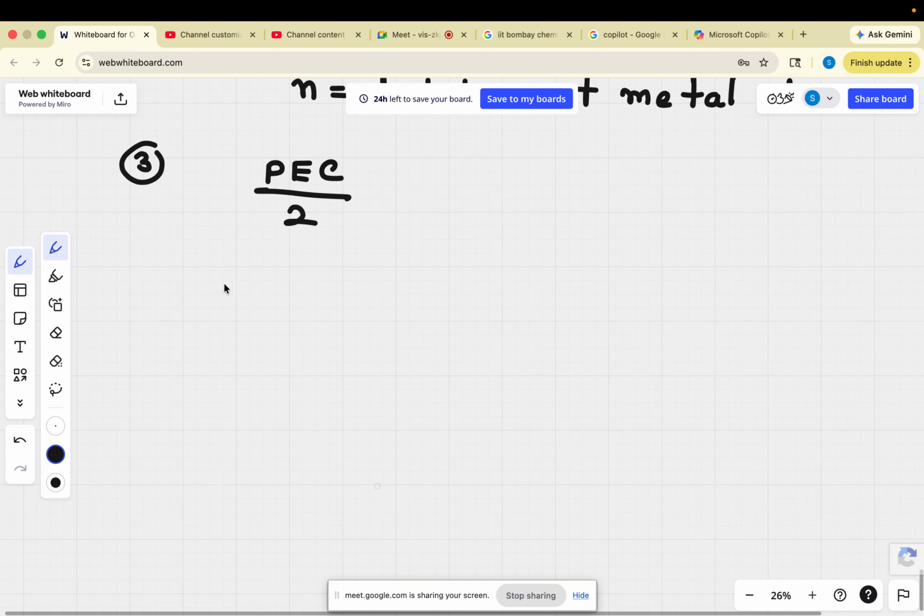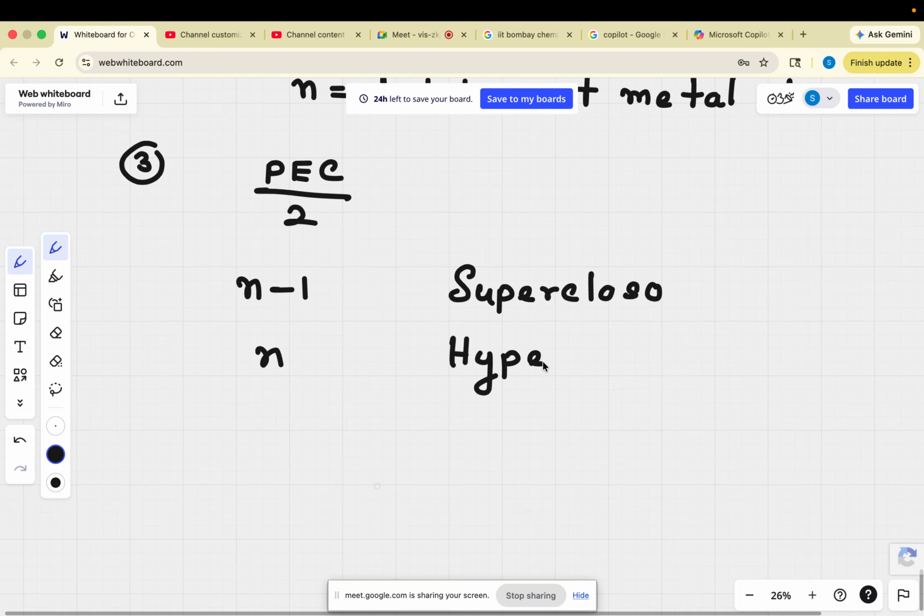Now whatever value you are getting from this PEC by 2, that we will now see. So first of all write down one chart. If you have N minus 1, then it will be your supercloso. If you have N, it will be your hypercloso. So this PEC by 2 value that you are getting, you have to check, because initially you have N, which is your total number of metal atoms. So with respect to N, you are getting N minus 1 or N.